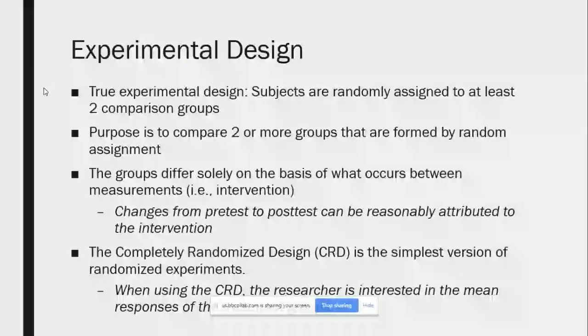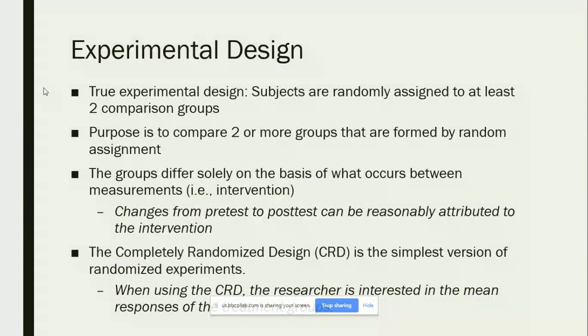So here we have experimental design. What do we mean by the true experimental design? Basically, how it all works is we have a bunch of subjects and we randomly assign them to at least two groups, comparison groups rather. And the purpose is to compare two or more groups that are formed by some random assignment.